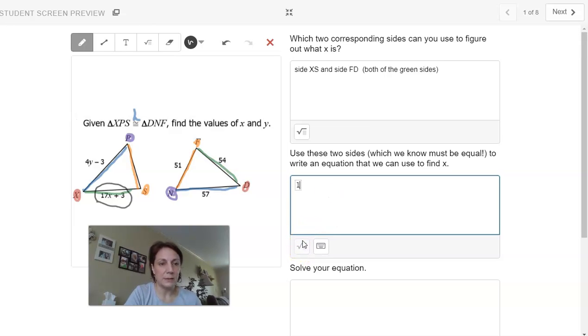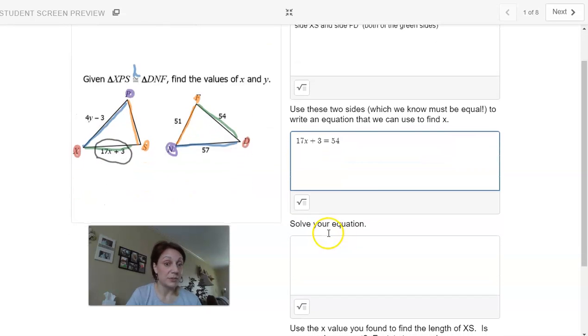I need this first green side, 17x plus 3, to equal my other green side, 54. Right, there's my equation. We could say those two green sides are the same, congruent, or equal. This is just a very mathy way to say it, and we like the mathy way because now we're going to be able to solve for x.